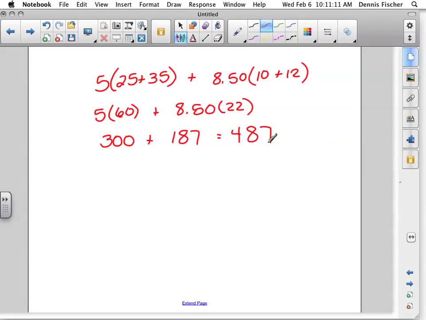That's it, there's no variable. No, there was no variable. It's looking for an expression, so we're not solving for anything, so we don't need a variable this way.